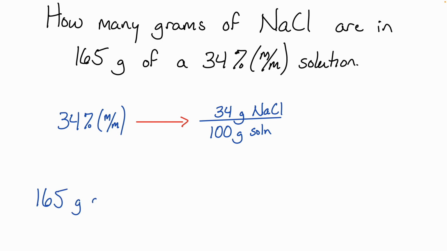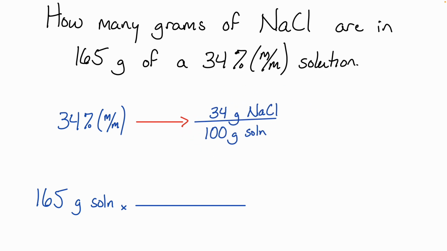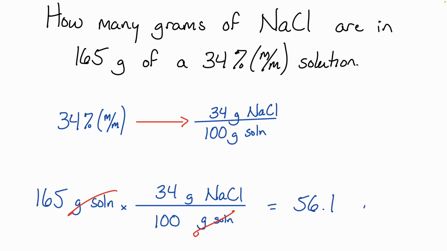We have 165 grams of solution. Like any conversion factor, we can use it as is, or we can flip it upside down depending on what our units are. Do I want to use it as is or flip it? As is, because I want grams of solution to cancel and leave me with units of grams sodium chloride. Cool, so punch this into our calculator, it spits out 56.1, and again, our units are grams of solute, grams of NaCl. All right, am I done?